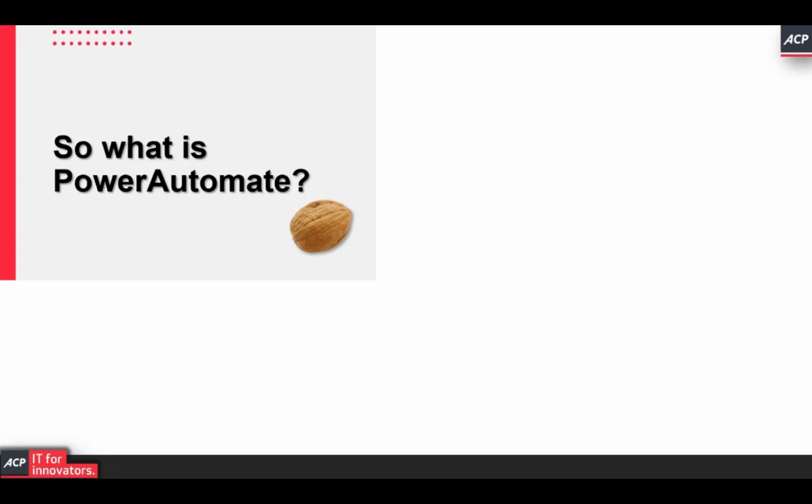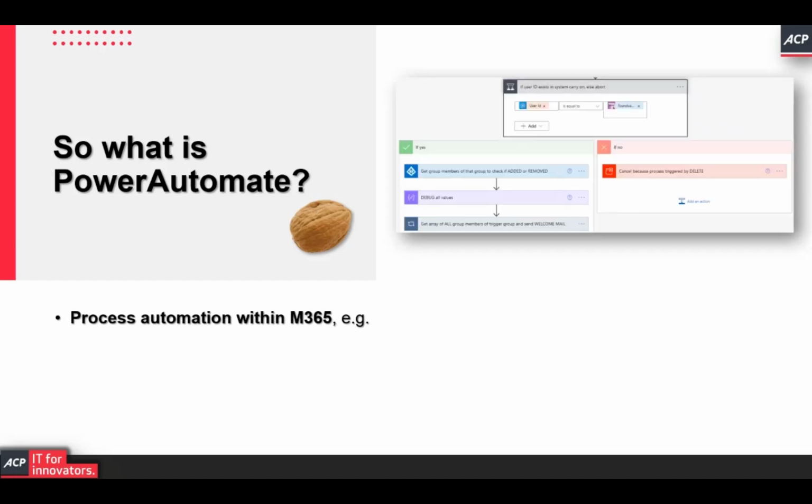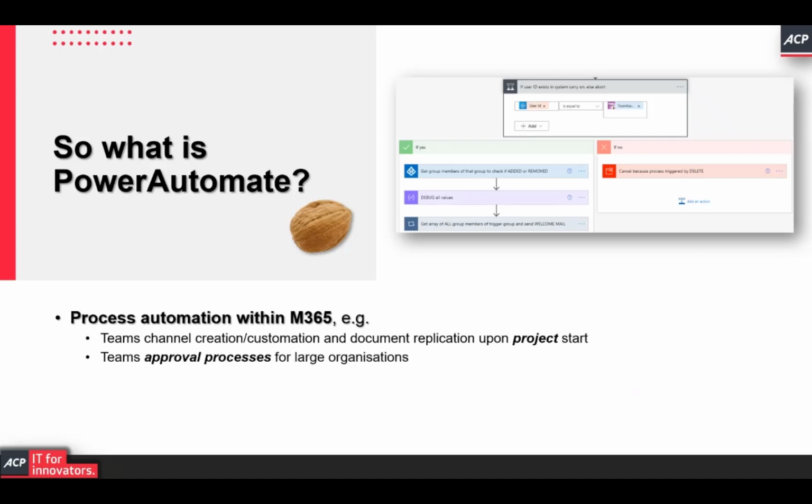So here's some examples. So for instance, especially when you're working with Microsoft 365 with Power Automate, you can do process automation, mostly within Microsoft 365, but not just. But it's really good to work with Microsoft 365 from within, and you can do very, very interesting things with this, such as, by the way, there's a screenshot here. You can do Teams channel creations and customizations when you start a new project. So this would be project related, or you can do Teams approval processes for large organizations.